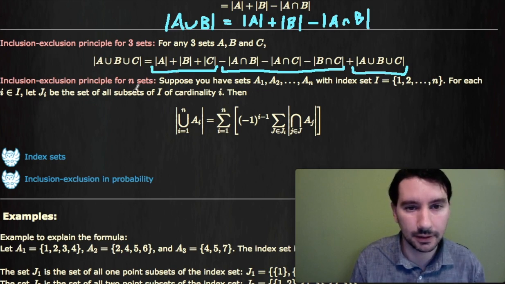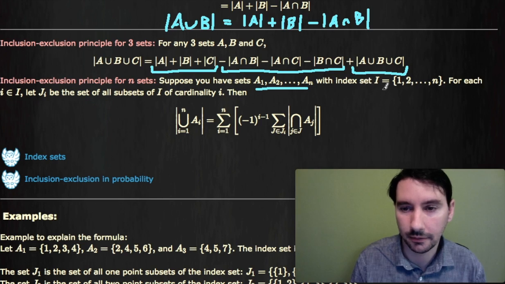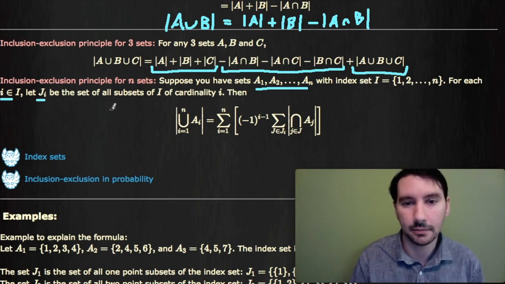And so you can do this for n sets. If we have sets A1 through An, we have the index set I equals 1 through n, and for each i inside of I, we can let J sub i be the subsets of cardinality i, meaning J sub 1 is all the 1-point sets, and J sub 2 is all the 2-point sets, and so on.